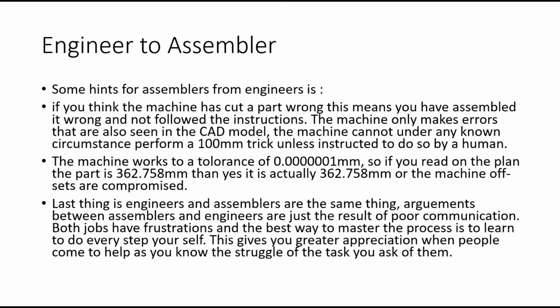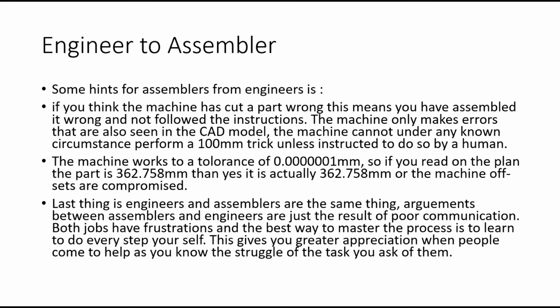I say these are hints because when I've worked in factories before, this is where I've seen people get things really confused. I've seen cabinet makers arguing with the designer about stupid things that don't matter. So I thought I'd make this bit some hints for assemblers from engineers. If you think the machine has cut the part wrong, this means that you've assembled it wrong and are not following the instructions. If you want to try to tell your designer, hang on, I'll explain the rest.